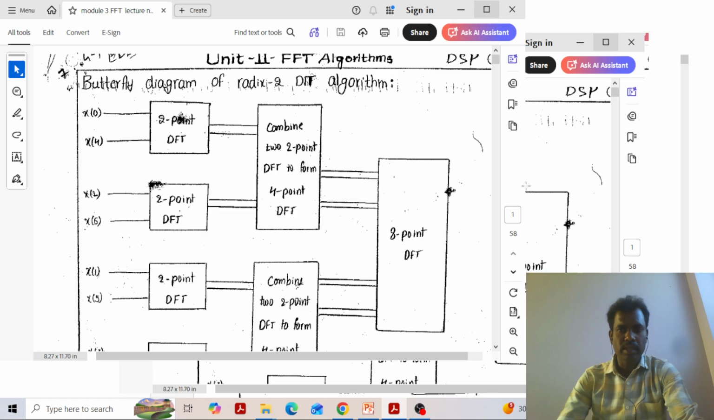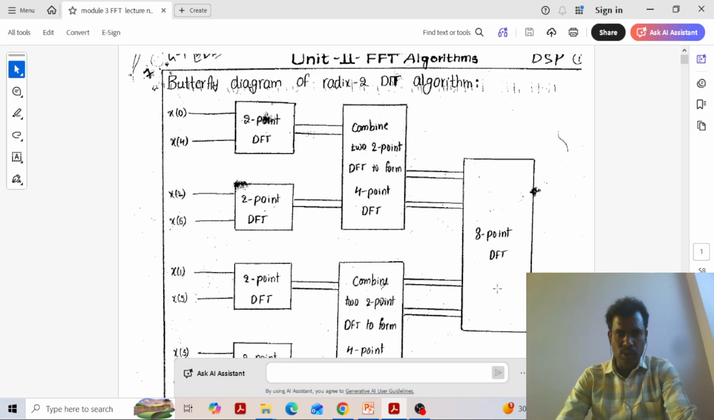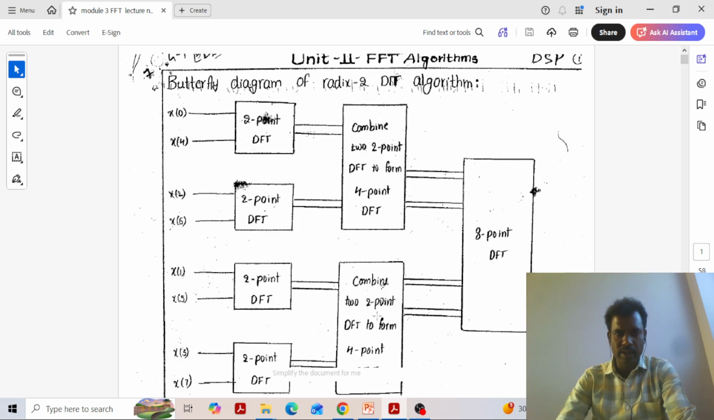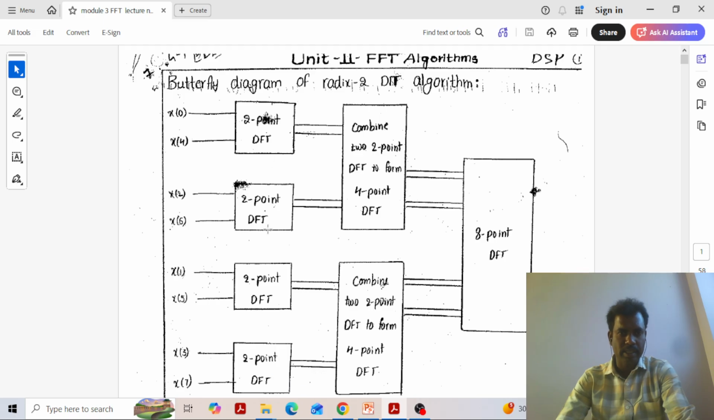So if you see the butterfly diagram, how we have discussed, how this is split. If it is an 8-point DFT you want to calculate, we are splitting this 8-point into two 4-point combinations. So this is a 4-point DFT, and this is another 4-point DFT. And this 4-point DFT is again not directly computed, we are combining it into two 2-point DFTs.